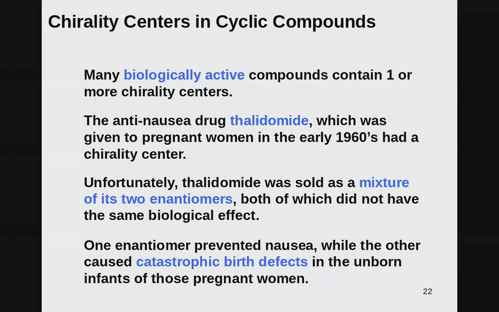It was actually sold as a mixture of the 2 enantiomers, left-handed and right-handed, both of which didn't have the same biological effect. One of them was a fantastic anti-nausea medication. The other one was causing catastrophic birth defects in women. Why? They just differed in their arrangement in 3D space, which is kind of crazy, right? Same compound, same chemical formula, slightly different arrangement in 3D space. One cures nausea fantastically. The other one was causing catastrophic birth defects.